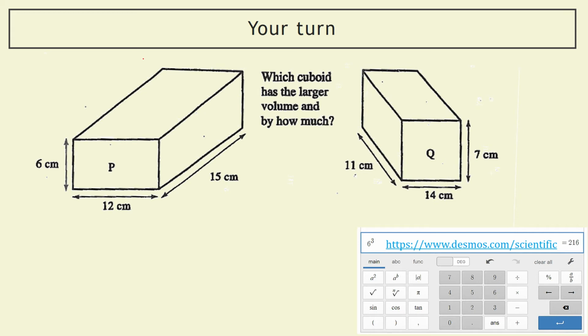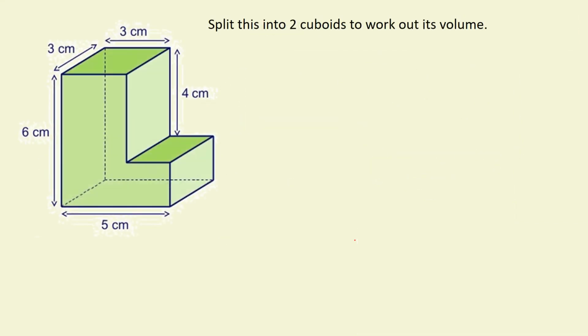Okay, P's bigger. What did you get for P? Yeah, they're quite close, aren't they? Okay, so you get 1,078. Just 2 difference. So it's just 2 cubic centimeters bigger. Good job. Excellent. Right. Okay.